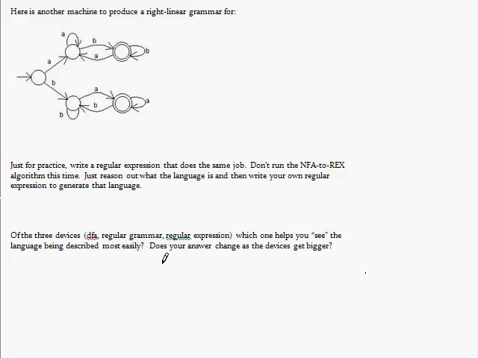And as the problem gets larger, suppose you have a language that's really complicated. As the problem gets larger, does your answer stay the same? Probably for me it would, because the visual aspects of that picture help me so much more. But in some cases it's possible that one of the other 2 might help me more. It's just kind of hard to say. But I want you to think about that and jot down your answer here. And that's the end of our worksheet for today.